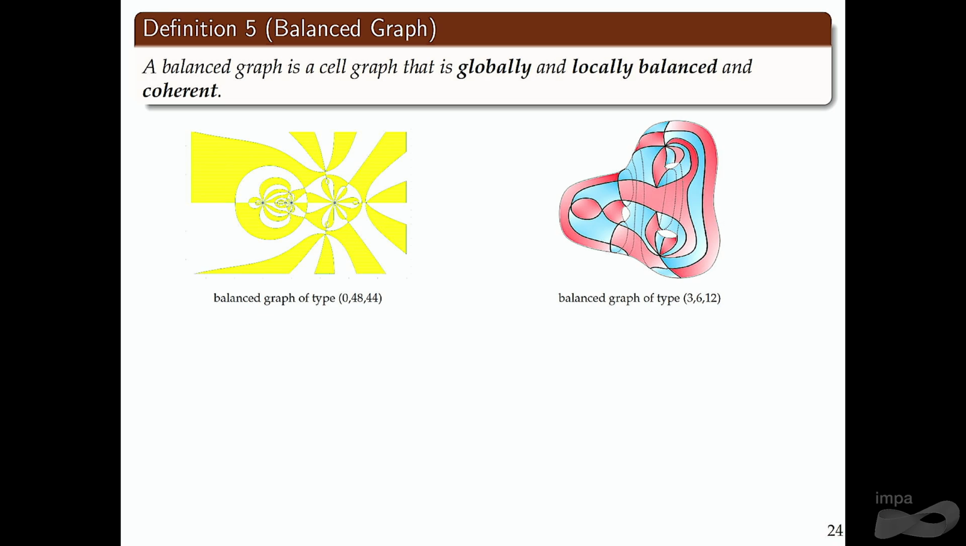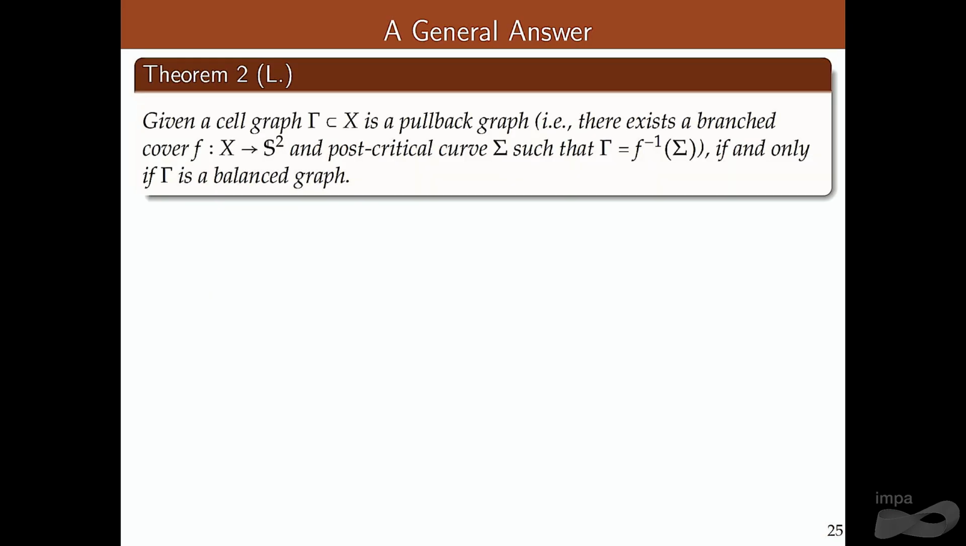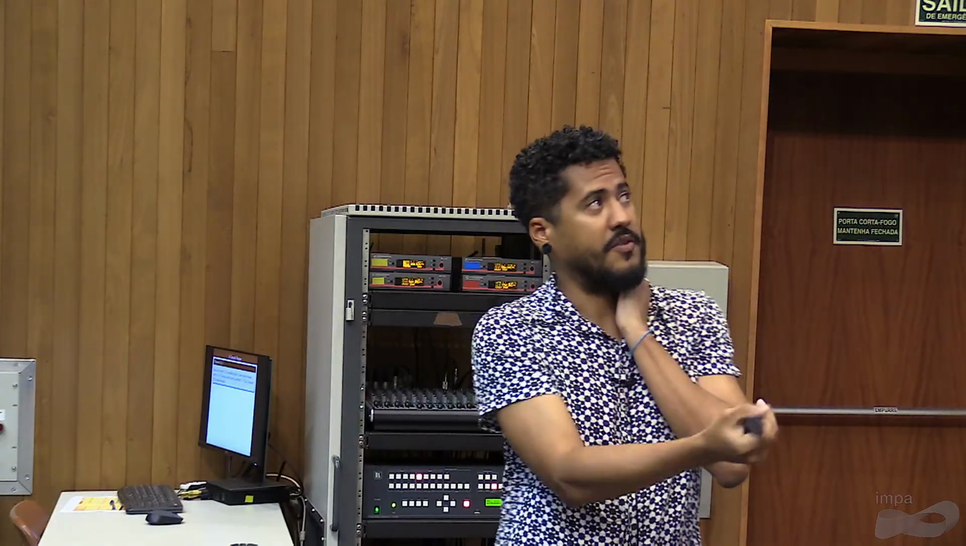A balanced graph of any genus is a cell graph that is globally balanced, locally balanced, and coherent. And then the general version of the theorem is that any cell graph of any genus is a pullback graph, that is, there is a branched cover and a postcritical curve so that the graph is the preimage of the postcritical curve by that branched cover, if and only if the graph is a balanced graph.